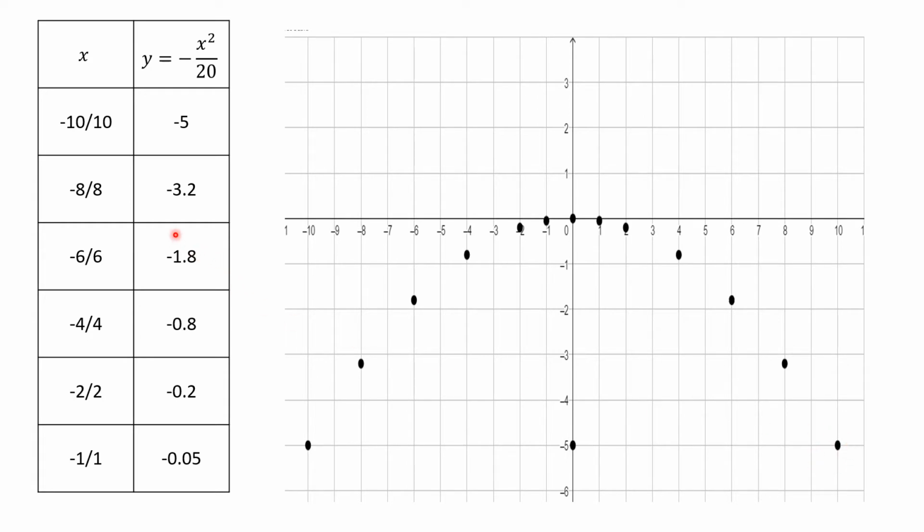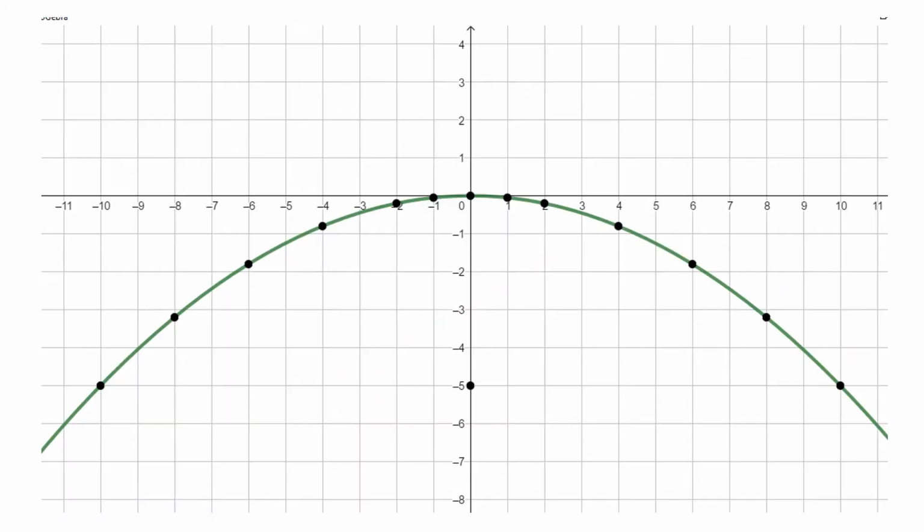And also, for negative 8, the value of y is negative 3.2. Same also with positive 8, the value of y is negative 3.2, until negative 1 and positive 1, where the value is negative 0.05. So you just plot this on our coordinate system so that it is easy for you to draw the curve later. Okay, so after plotting all the points, just draw a smooth curve to create a parabola. So here is the graph of your parabola.